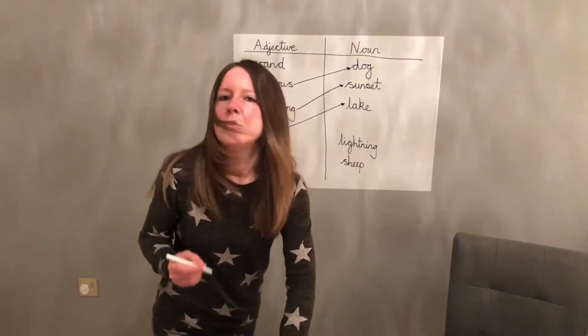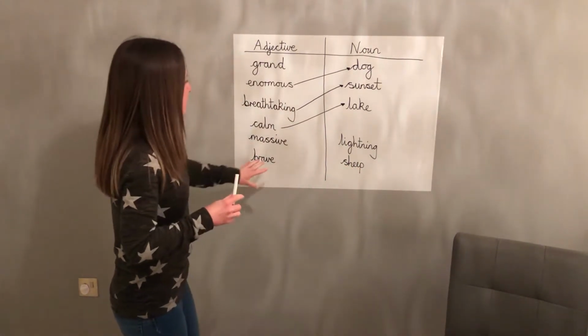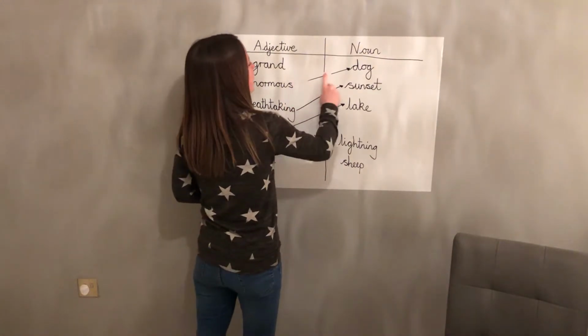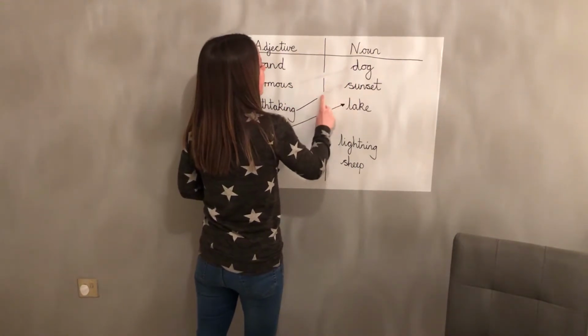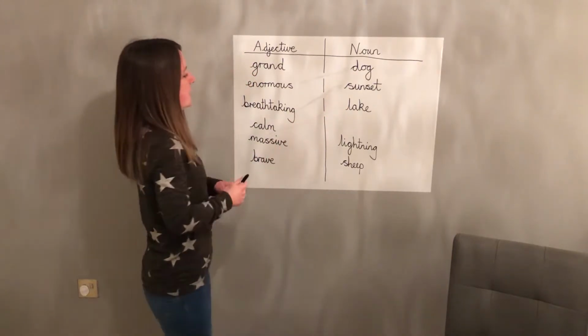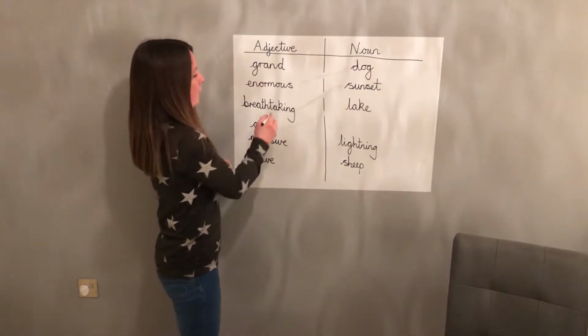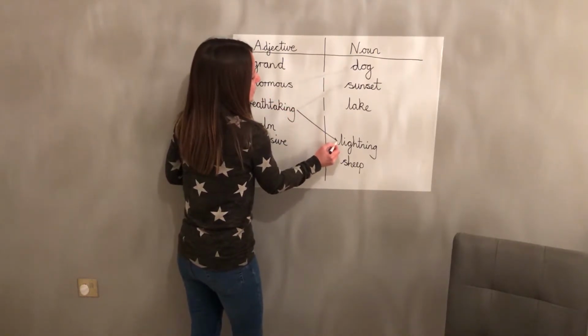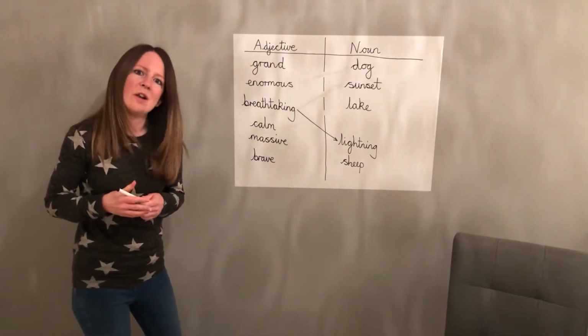Okay, so if you want to carry on playing, you can use the other 2 adjectives. You might want to rub these lines out and start again with 5 adjectives and 5 words, because you might decide that you want the breathtaking lightning this time instead of the breathtaking sunset. It's entirely up to you.